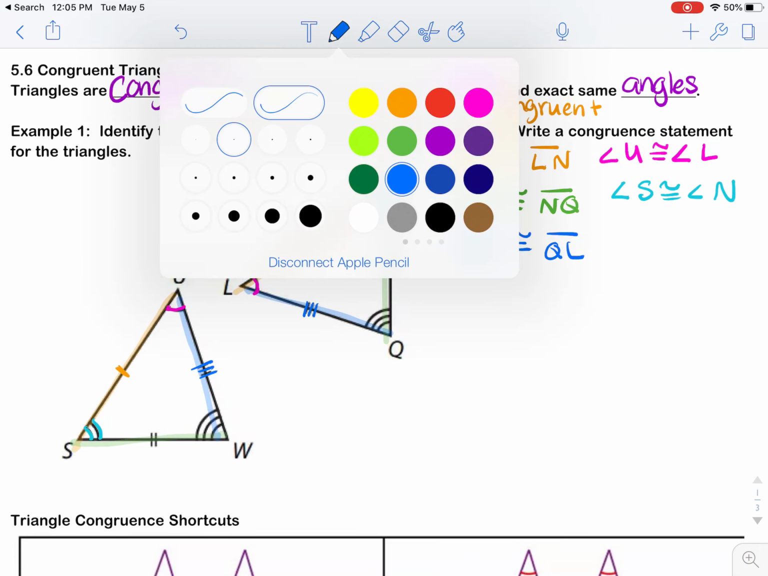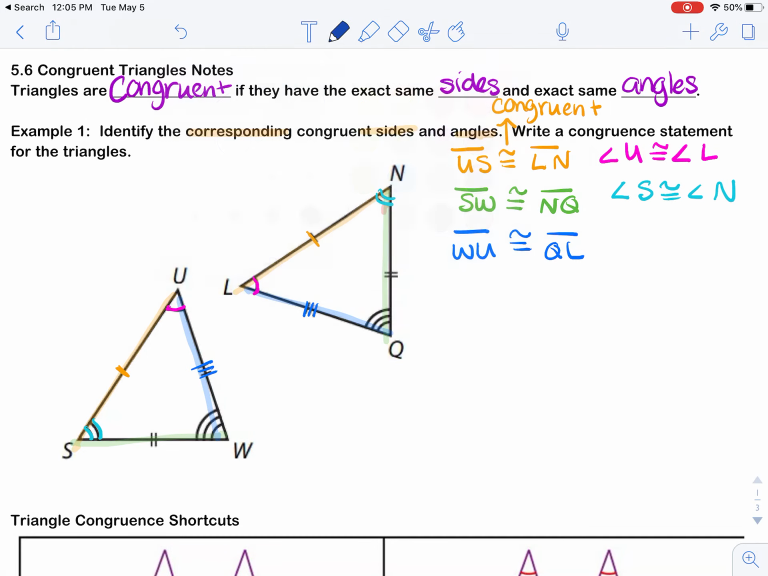And for the last one, if I look, W has 3 of these arcs and Q has 3, so angle W is congruent to angle Q. So since all of the sides are the exact same length and all of the angles are the exact same measure, I can write what's called a congruent statement. A congruent statement tells me which triangles and which corresponding parts are congruent.